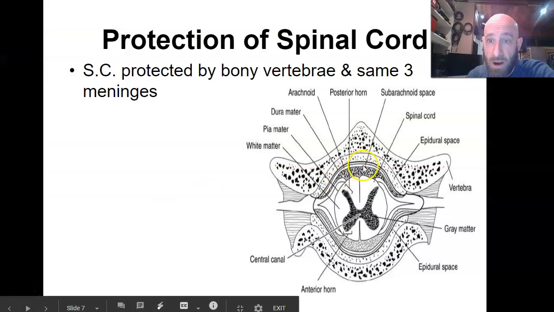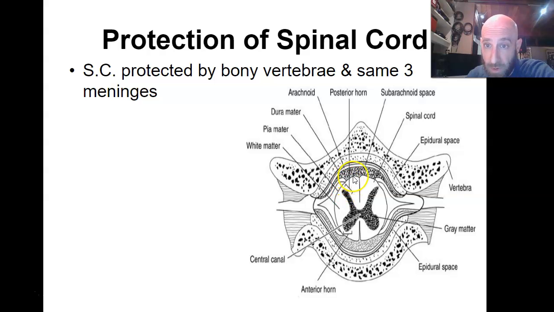If I look at my image on this diagram, you can see that the pia mater would be right here on the actual spinal cord, and then what's going to be considered the arachnoid mater would be right in this area, and then this would be our dura mater right here, which is protecting the whole thing.